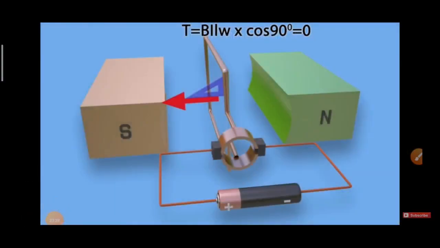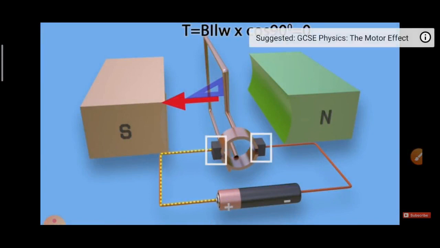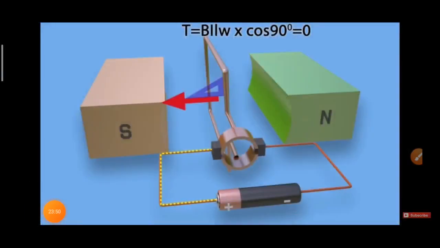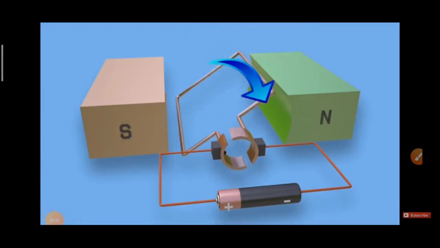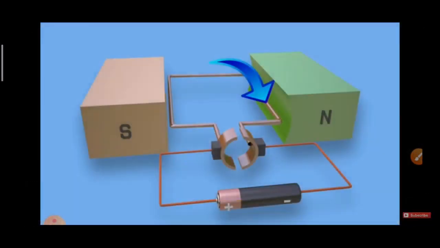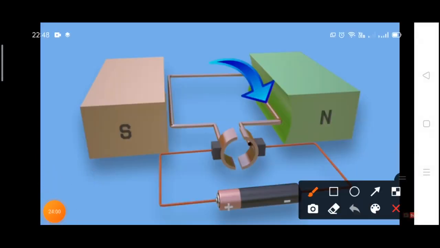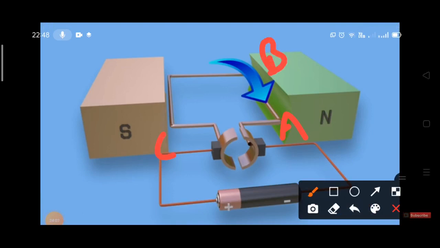keeps moving like this. You can see in the figure. There is no current at this position, so it will come back due to moment of inertia like this. You can see here. Now at this point you must notice that arm AB comes here and CD goes there.